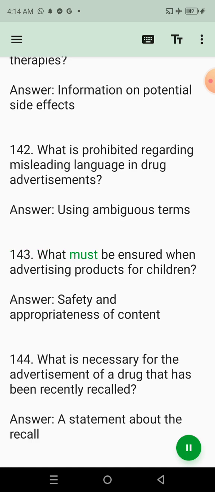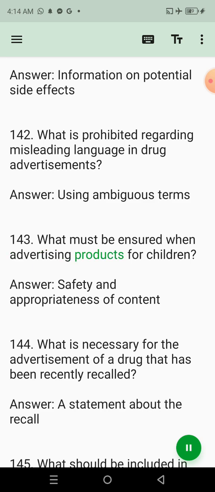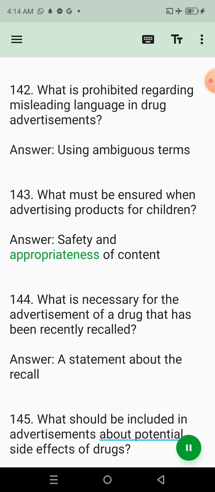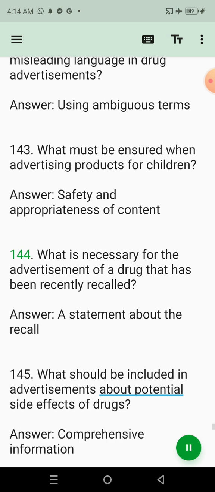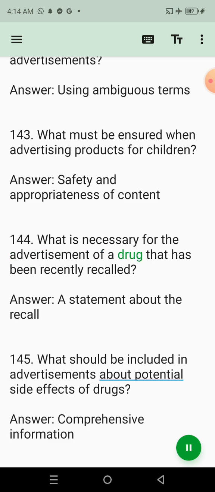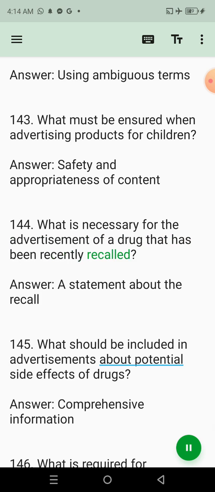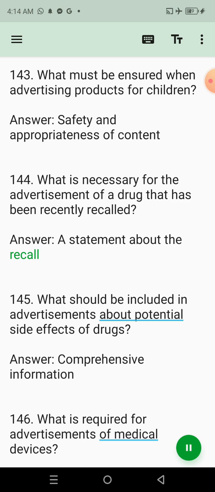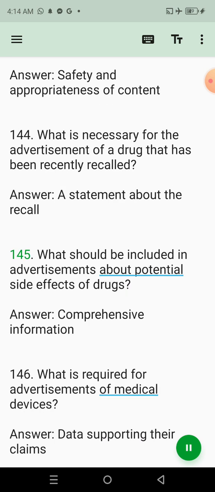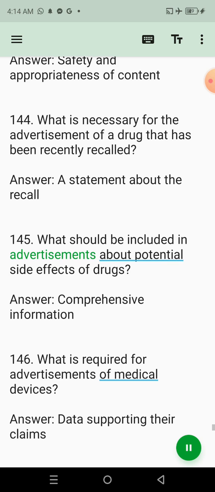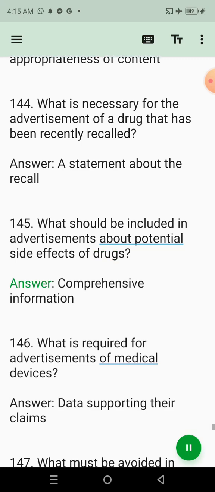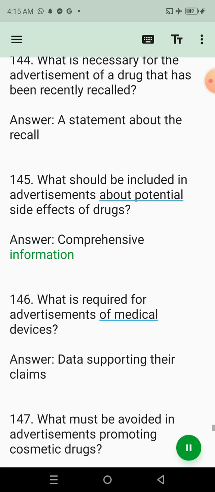143. What must be ensured when advertising products for children? Answer: safety and appropriateness of content. 144. What is necessary for the advertisement of a drug that has been recently recalled? Answer: a statement about the recall. 145. What should be included in advertisements about potential side effects of drugs? Answer: comprehensive information.